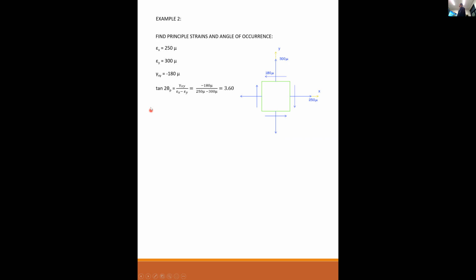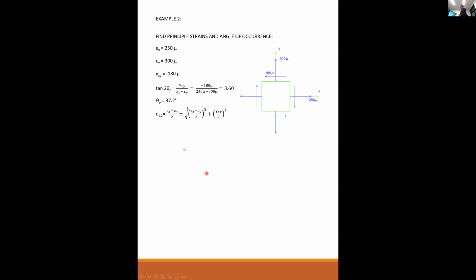The equation is tangent of 2 theta p is equal to gamma xy over epsilon x minus epsilon y. I plug in my minus 180 over 250 minus 300 and solve. Actually, that solves at 3.6. So the inverse tangent, divided by 2, gives 37.2 degrees.